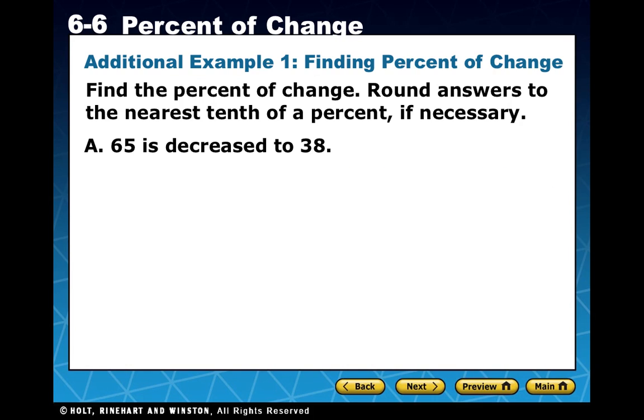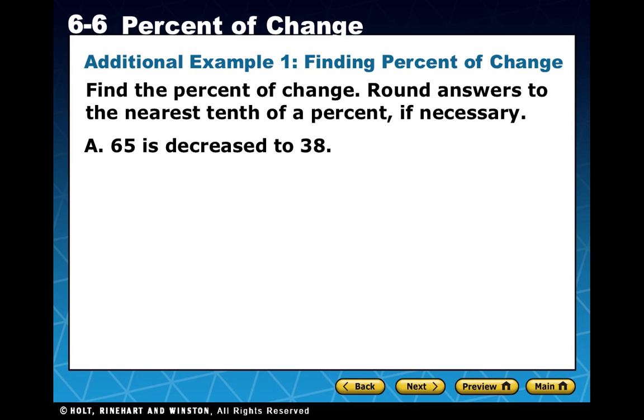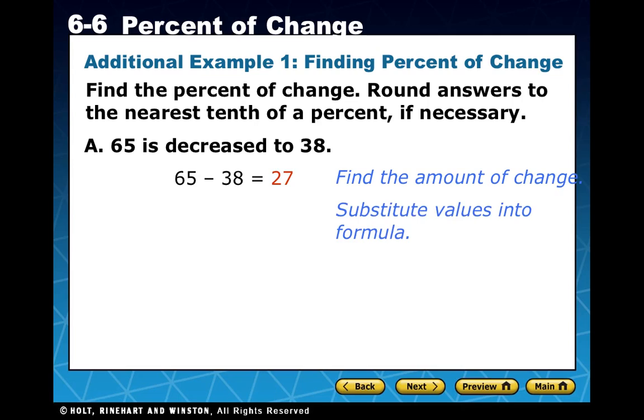The formula is, let's go back for a second, percent of change, which you can use a percent sign if you would like, of change, and then amount of change over original amount, and then we're going to substitute in the values. So to find the amount of change, that means the difference between the two numbers. So you take the larger number, whichever it is, and subtract the smaller number. So that means that the difference between 65 and 38 is 27. So you'll need that for your formula.